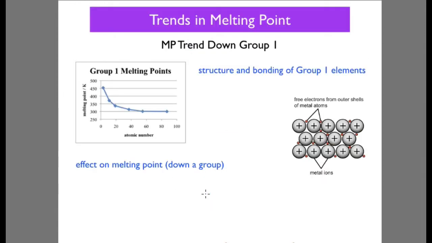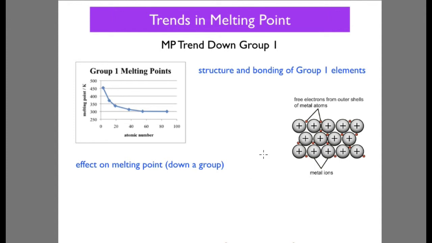Right, trends in melting points. Melting point trends going down group 1. The structure and bonding of group 1 elements is as follows. You've got free electrons from outer shells of the metal atoms who can move freely between the metal ions. Remember, that's metallic bonding.